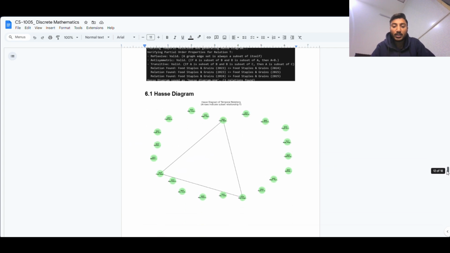Each node represents a year and category, like food staples 2023, food staples 2024, and food staples 2025. A line going upward means the later year contains all similarity relationships from the earlier year. What this reveals is whether similarity patterns are stable, shrinking, or expanding over time. For example, if 2023 connects upwards to 2024 and then to 2025, it suggests the price relationships are persisting or strengthening for the category.